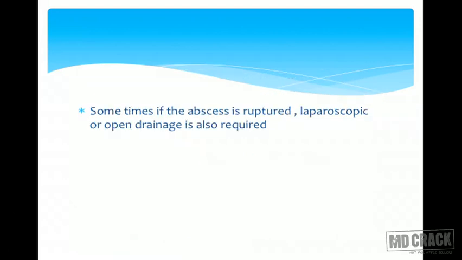Sometimes if an abscess gets ruptured into the peritoneum, it should be drained either by laparoscopy, or if it is loculated, you can still drain it with a pigtail catheter.